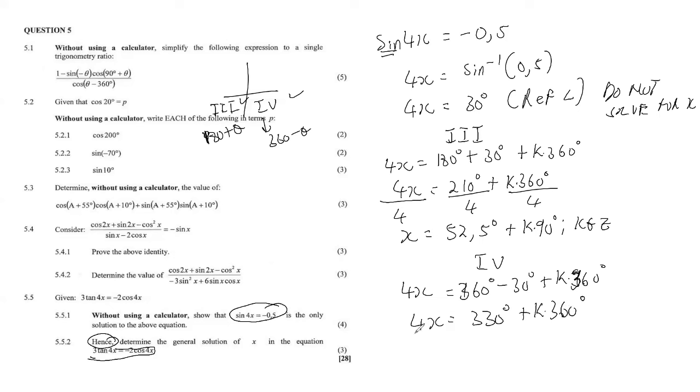And once again, we divide throughout by this 4. Now 330 divided by 4, that's equal to 82.5 degrees. And again, our period is 90 degrees, where k is an element of integers. So now you have found the general solution in the third quadrant and the general solution in the fourth quadrant. Right. So that's how you are supposed to approach this question for a total of 28 marks.